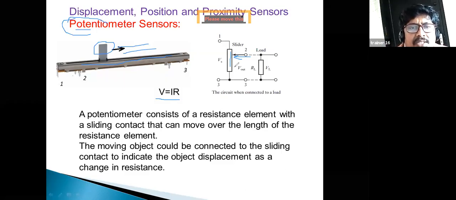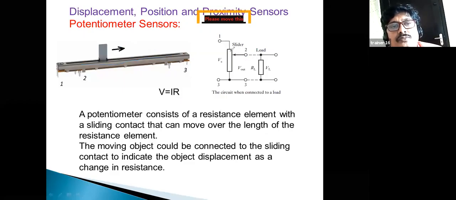Here, the slider movement: one thing is the slider is displacing, another thing is the position. The slider position changes, thereby the resistance also changes, and thereby the output voltage varies. Now, coming to the next slide.